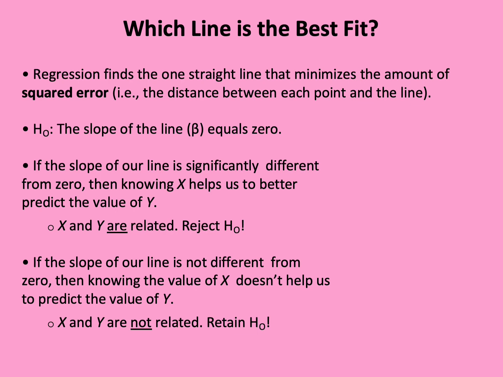You will learn more about this when you do your SPSS tutorial for correlation and regression this week. If beta, or the slope, is equal to 0, then we can't use x to predict a given value of y. But if x and y are related and beta is not equal to 0, then we can utilize x to help us better predict the value of y.